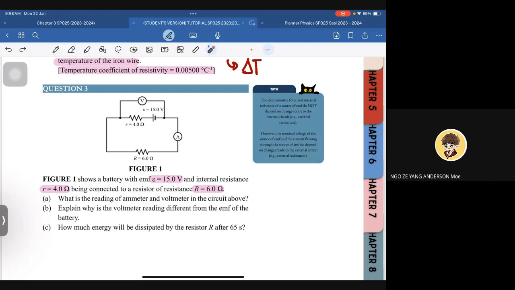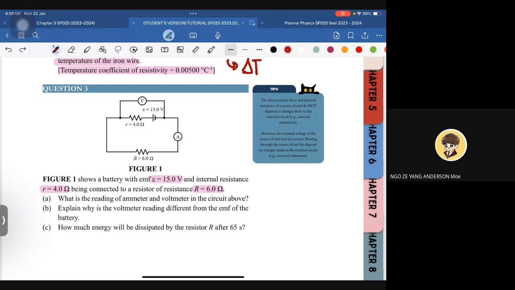So basically we are asked to find the terminal voltage V and the current flowing. Okay, so now we cannot directly use V equal to IR. Well, we can, just not for the current. So let's try to find the current first, because it asks for the ammeter reading. So now we have to find the value of current.